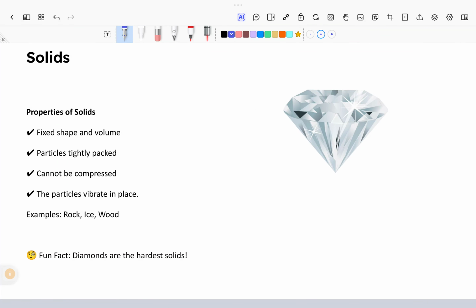So let's try to understand the properties of solids. Solids have a fixed shape and volume. The particles are tightly packed, so solids are very dense. They cannot be compressed, and the particles vibrate in their own position. For example, rock, ice, wood are examples of solids. I am giving you a picture of the diamond, which is the hardest solid. You'll be able to understand that diamond fulfills all these properties.